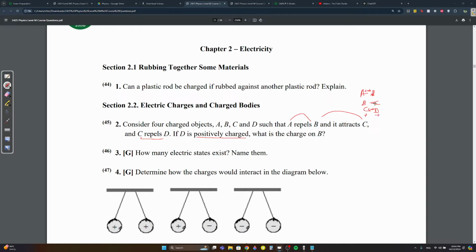B and C attract. If C is positive, B is going to be opposite to positive. So what's B? Negative. Very, very easy. How many electric states exist? We know 3 exist: positive, negative, and neutral.